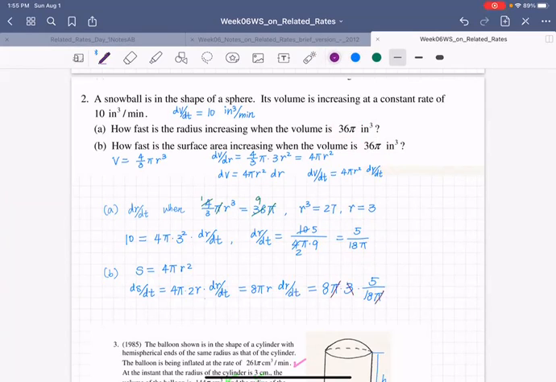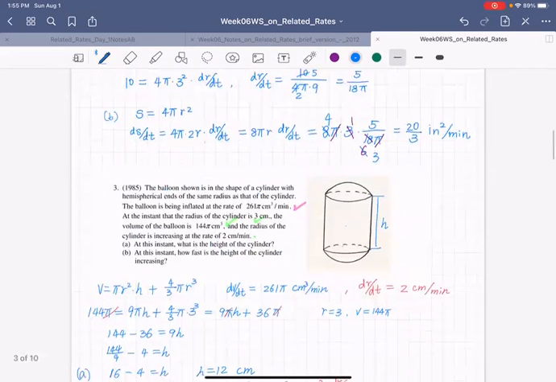There, it gets canceled. How much? So that's 20 over 3. What is the unit here? Inches squared per minute. All right, very good. Number 3.